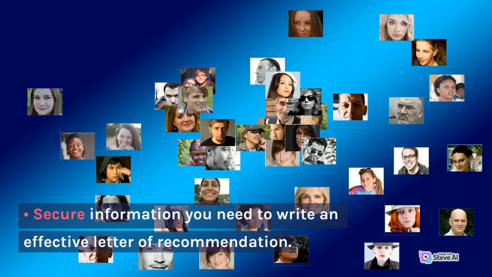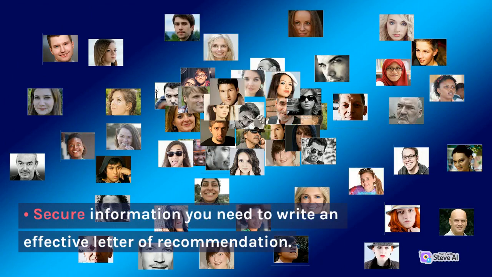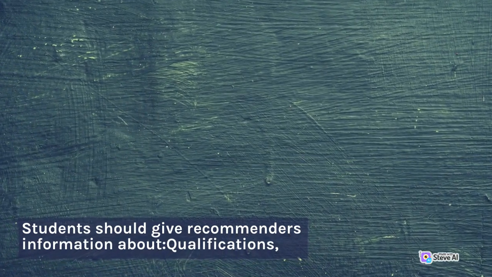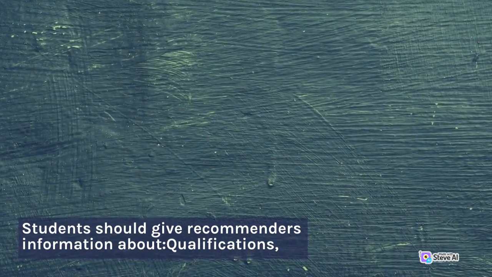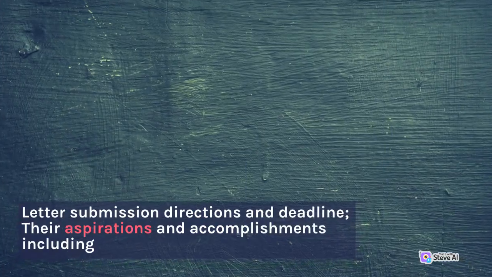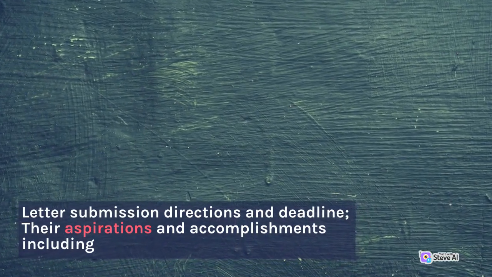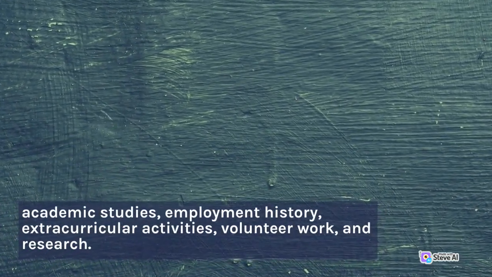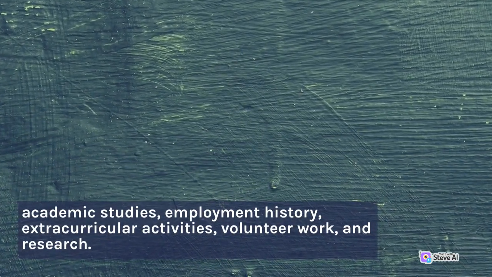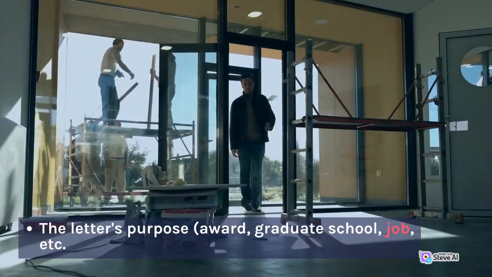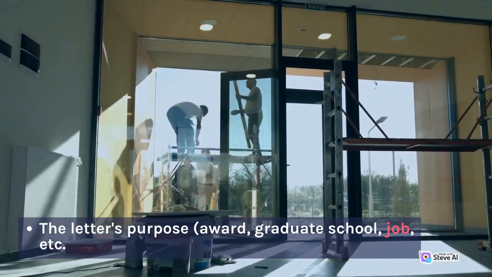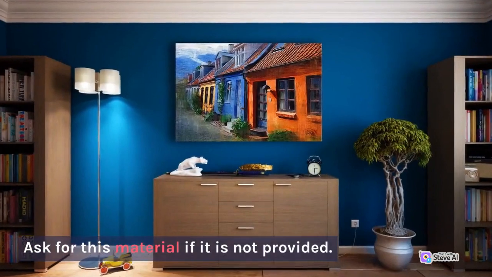Secure information you need to write an effective letter of recommendation. Students should give recommenders information about qualifications, qualities, or specific information sought by the requesting organization, letter submission directions and deadline, their aspirations and accomplishments including academic studies, employment history, extracurricular activities, volunteer work, and research, and the letter's purpose: award, graduate school, job, etc. Ask for this material if it is not provided.